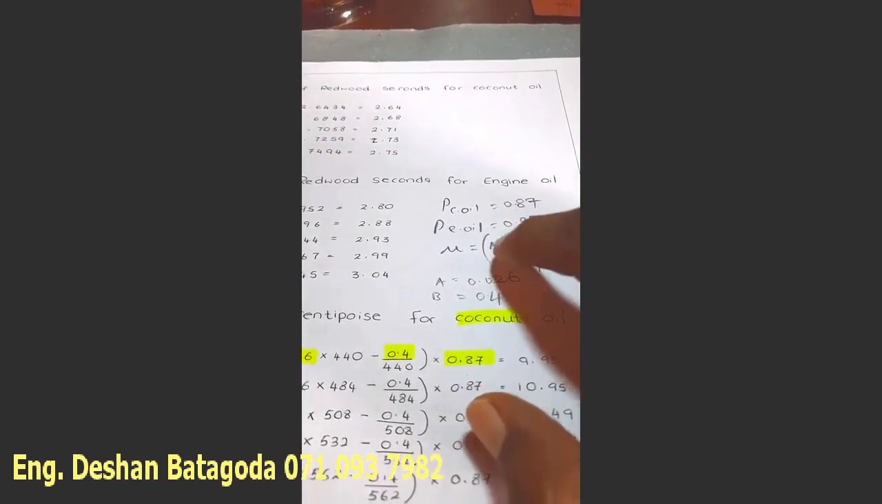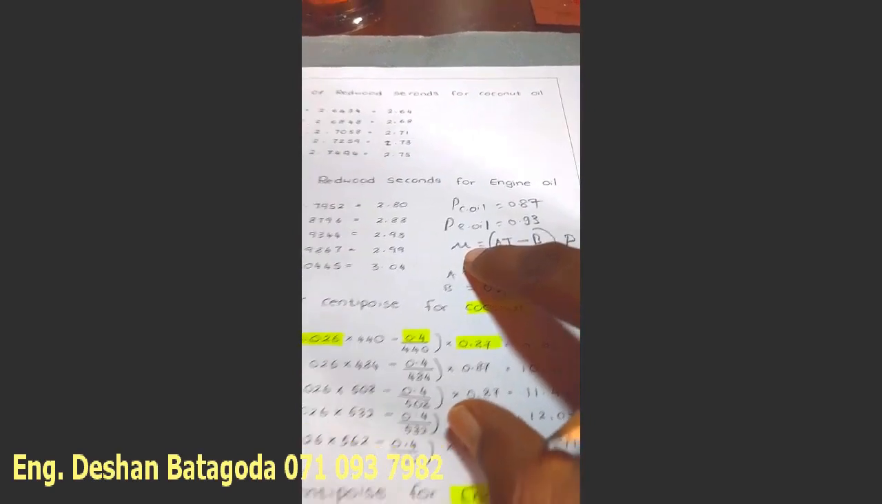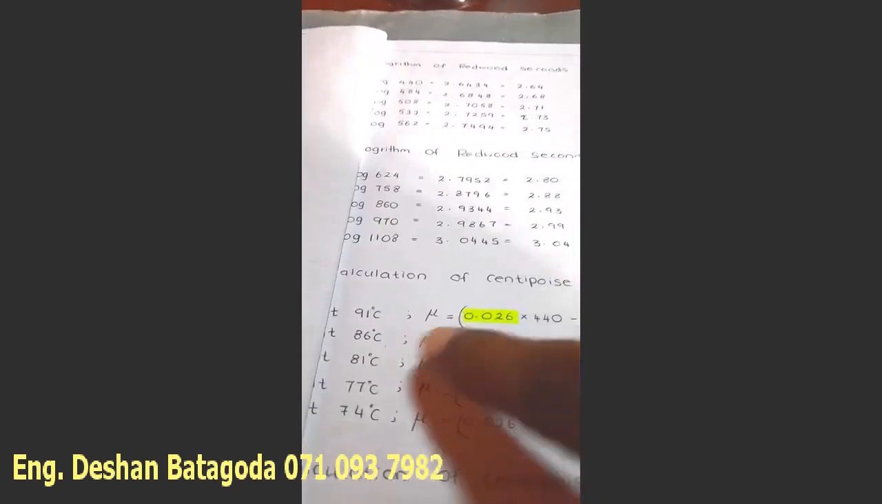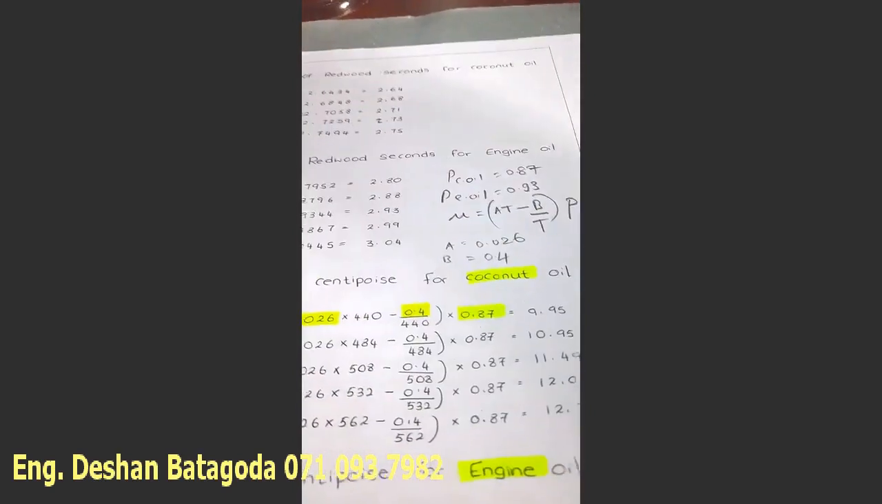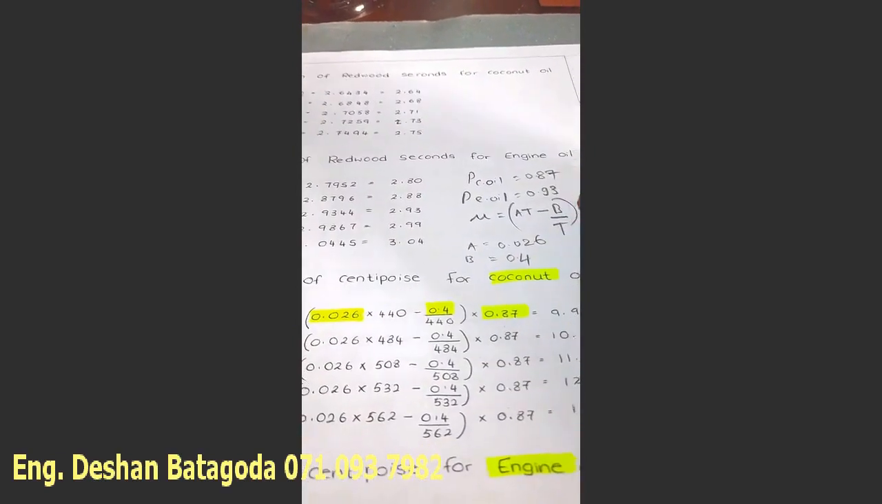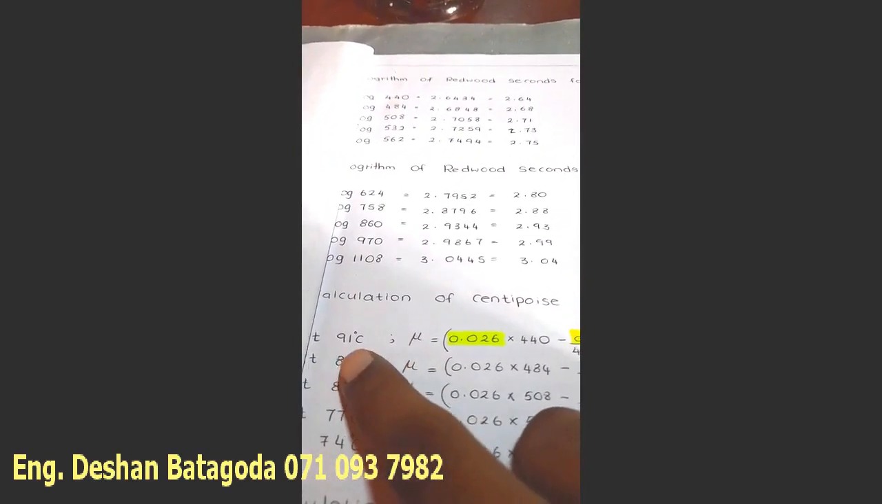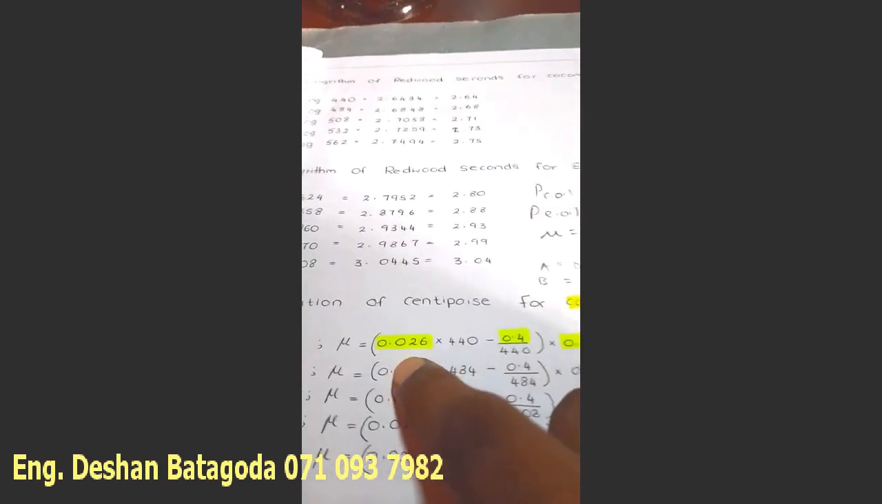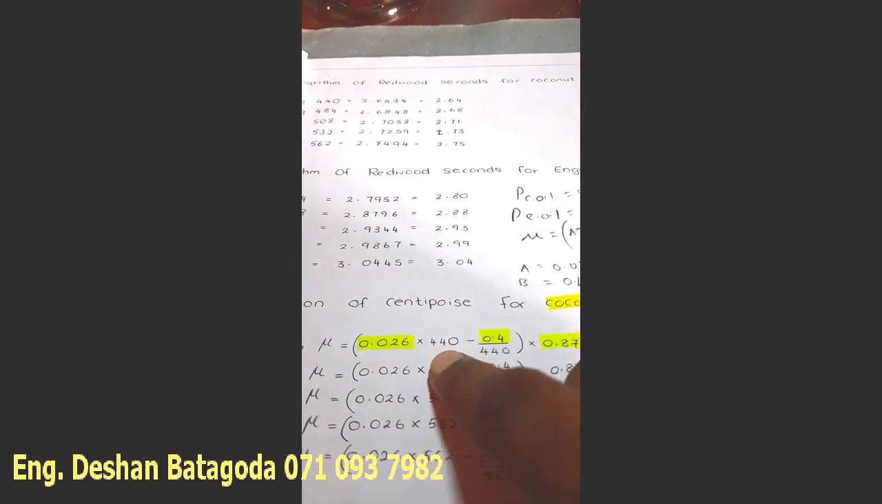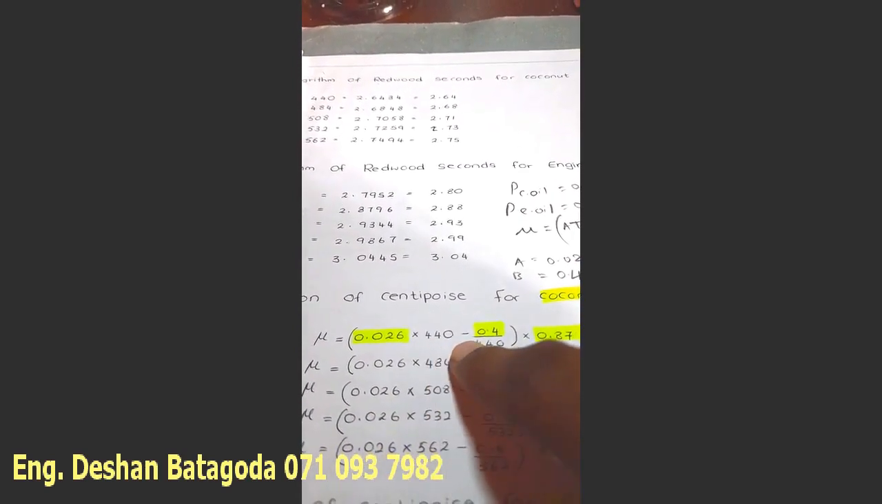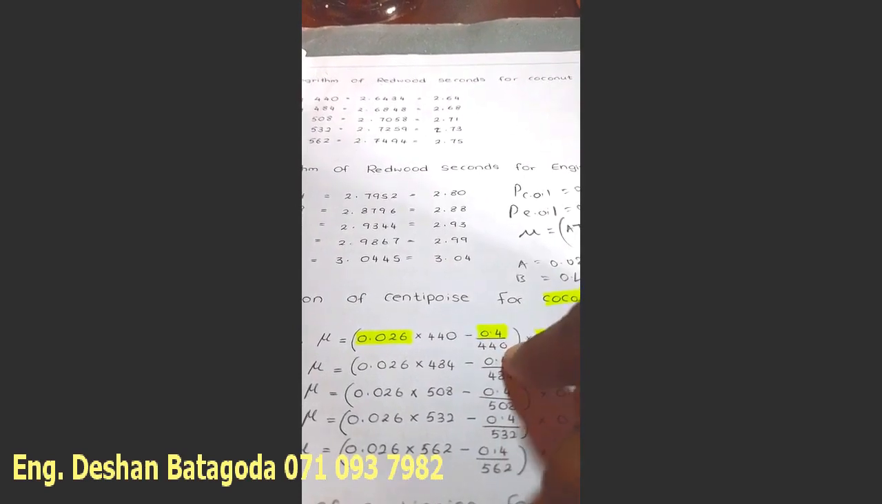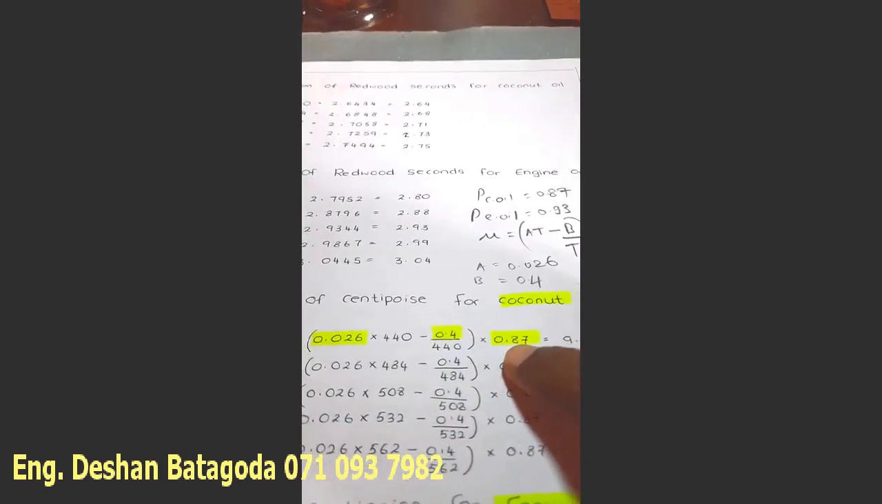By using this equation, you can calculate the value of viscosity in centipoise for the respective temperature values for coconut oil. Now let's consider one example. For 91 degrees Celsius, mu equals 0.026 times the viscosity in Redwood seconds, 440, minus 0.4, divided by 440, the whole thing times the relative density of coconut oil.